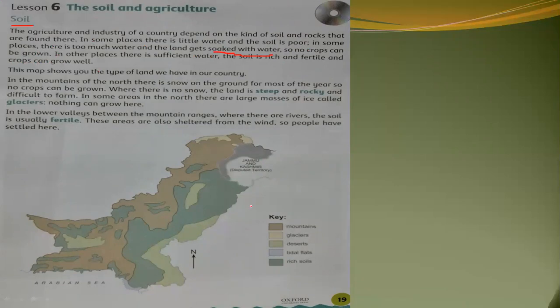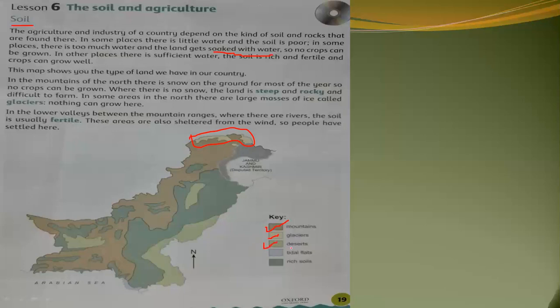Look at this one. This is the map of Pakistan. This area, this is the mountains. Look at this. From up to downwards and downwards to upward, these colors belong to a mountain area. No crops can be grown over here. Second one, this is the yellowish one, top of the north of Pakistan. As you already know about this area, these are the mountain ranges, Karakoram, Himalayas. These are the glaciers. We cannot grow crops over there.